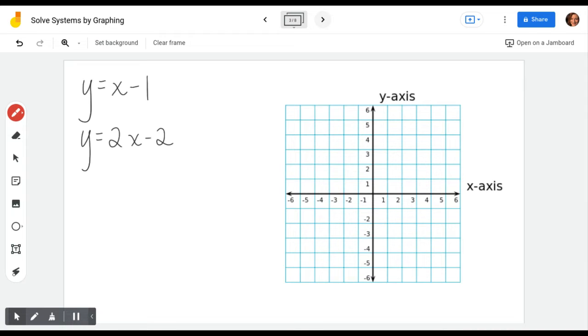So for my first equation here, y equals x minus 1. My slope is the coefficient of x, so that would be a 1. My y-intercept is the other number, so that's a -1. So to graph that, the first thing I'm going to do is put my y-intercept on here. So -1, there's my point.